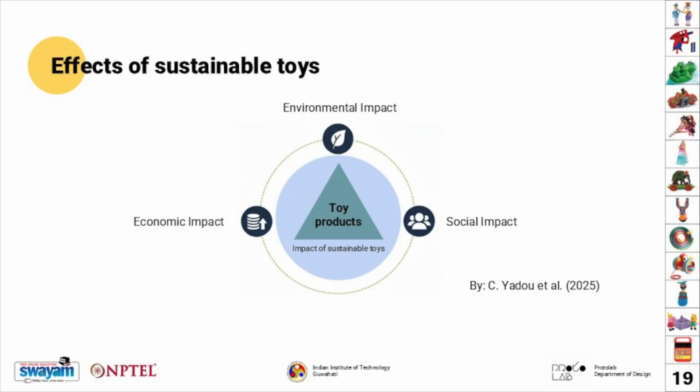So sustainability is achieved when the toy remains safe, functional, durable, and environmentally responsible from concept to end of life. And sustainable toy design reflects a systems thinking approach where social, environmental, and economic factors intersect. Sustainable development positively impacts both industry and society by balancing environmental protection, economic growth, and social responsibility.